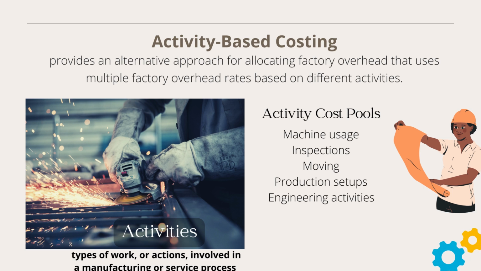Earlier, Ms. Jennifer discussed how using a single plant-wide factory overhead rate works. A certain amount of total budgeted factory overhead is divided by the total budgeted plant-wide allocation base to derive the single plant-wide factory overhead rate. A common allocation base used in the illustrative example is the total direct labor hours.